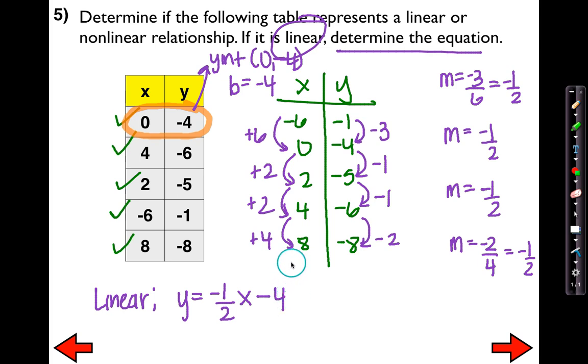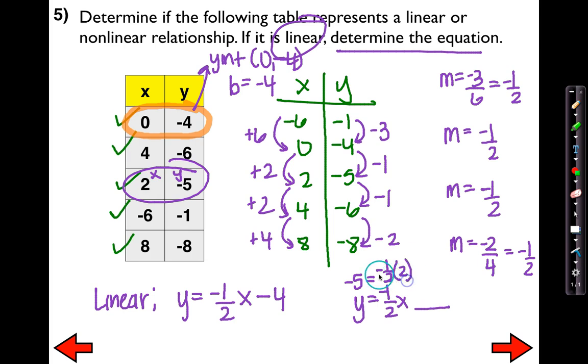Now, what else could you have done to figure out what b was? Well, you already know it's going to be y equals -1/2 x, and it's something here, right? We could have picked an ordered pair. Let's go with this. This is our x value, this is our y. So here I would have plugged in a -5 for y, and then a 2 for x. So what's -1/2 times 2? Well, that would have given me -1.